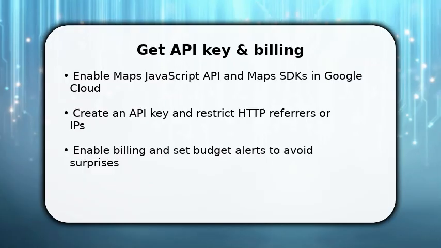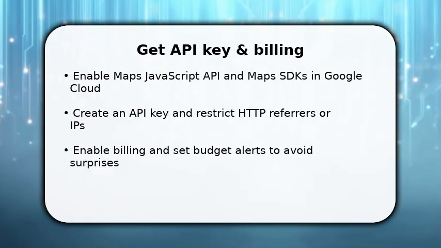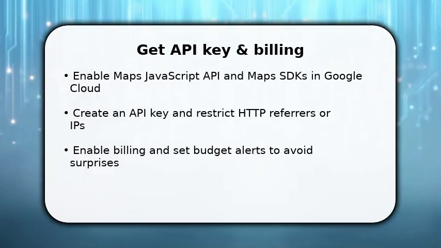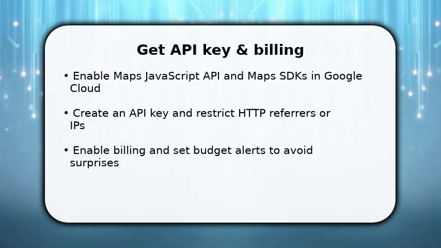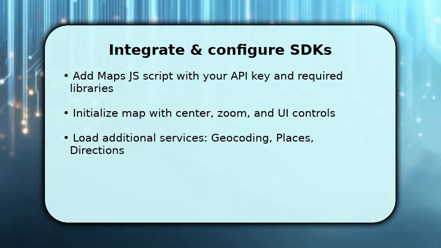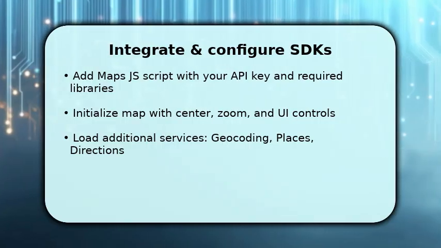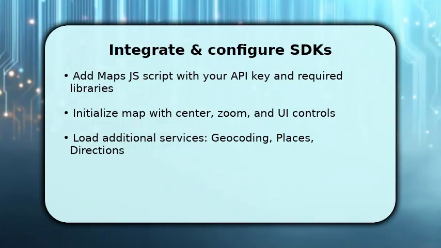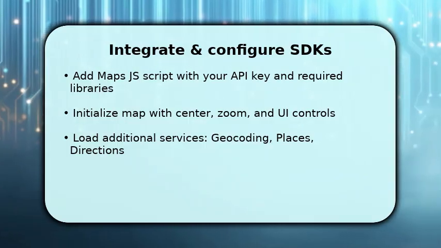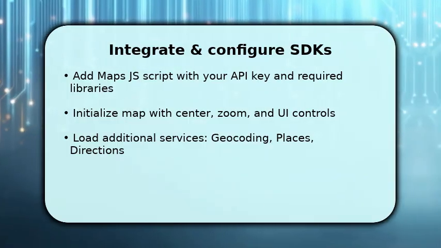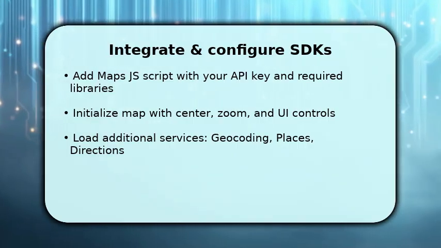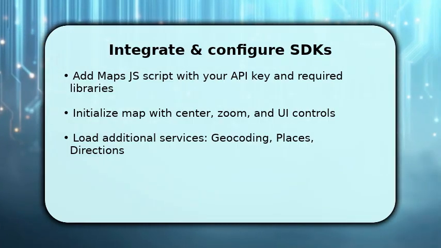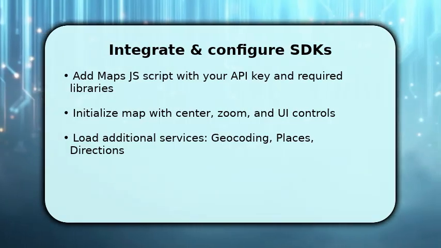This first step ensures your requests authenticate correctly and prevents unauthorized usage, so you can move on to integration with confidence. Now integrate the SDK. Include the Maps JavaScript URL with your API key and necessary libraries, such as places or geometry. Then instantiate a map object, set the center coordinates, choose an appropriate zoom level, and enable or disable UI controls as needed for your UX.